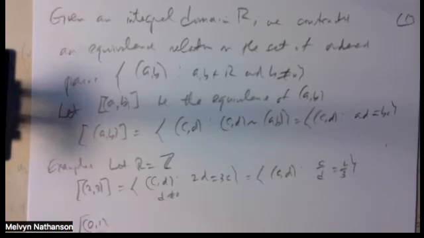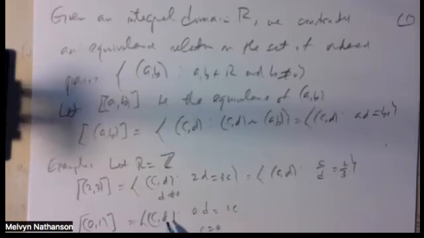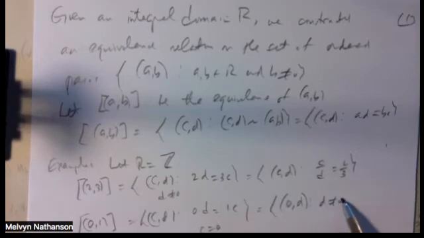What's the equivalence class of (0, 1)? That's all (C, D) such that 0 times D is 1 times C, which is the same as saying all pairs (C, D) with C equal to 0. This is the set of all pairs (0, D), where D is not 0. That's the equivalence class of (0, 1).